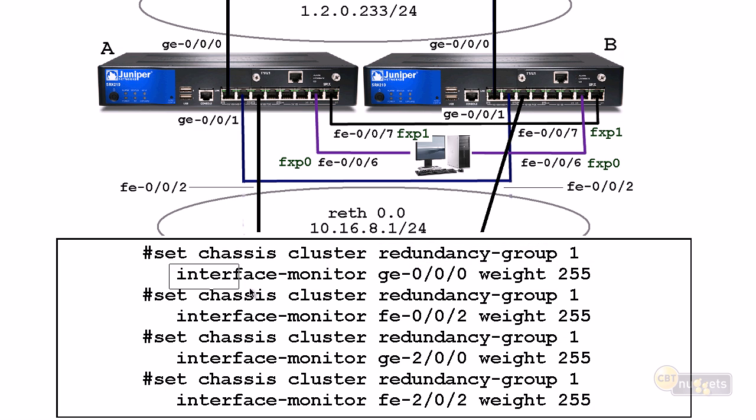then we're going to do interface monitoring on gig E000, okay, and we're going to give it the highest weight. That's this interface right here. Then we'll set chassis cluster redundancy group 1, interface monitoring on FE002. That's this interface right here. Here's where our pointer, right? This, of course, goes down into RETH 0.